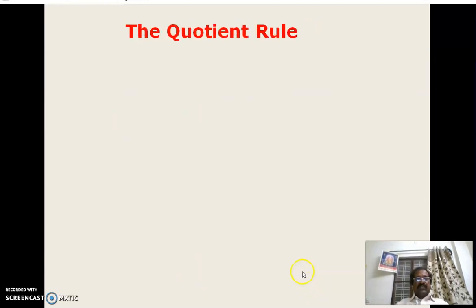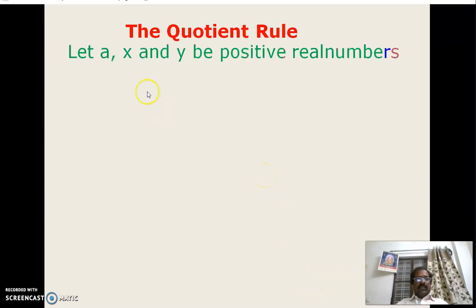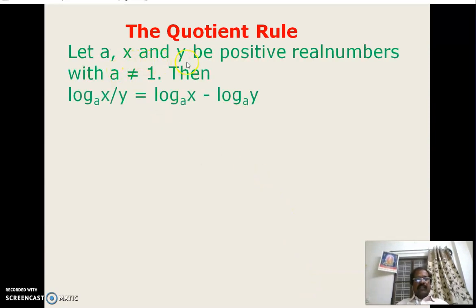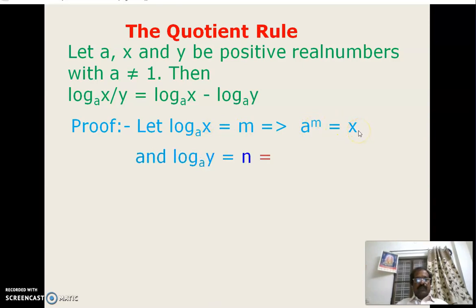The second one is the quotient rule. Let a, x and y be positive real numbers with a not equal to 1. Then log x by y to the base a is equal to log x to the base a minus log y to the base a. Let us prove. Let log x to the base a is equal to m. This is the logarithmic form. Convert into exponential: a to the power of m is equal to x. And log y to the base a is equal to n implies exponential form: a to the power of n is equal to y.